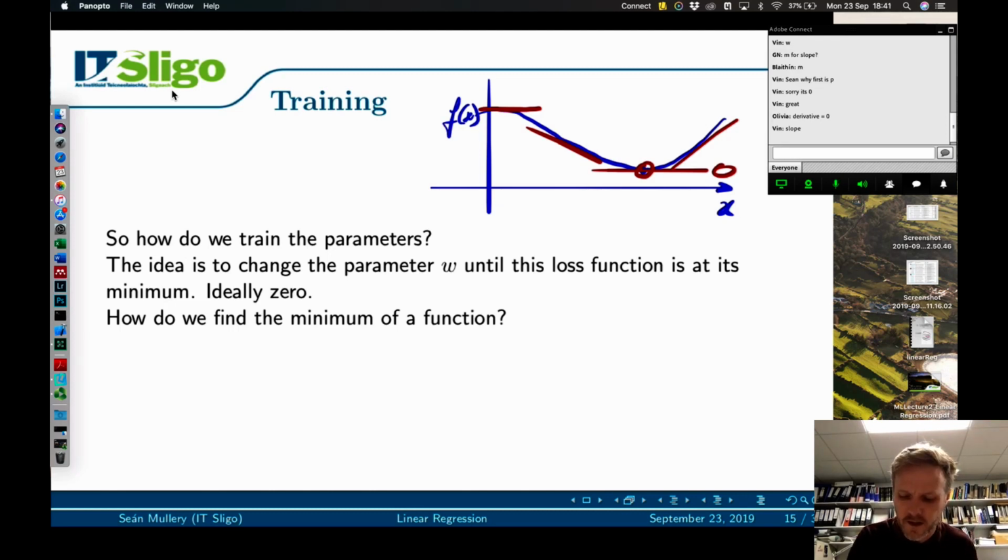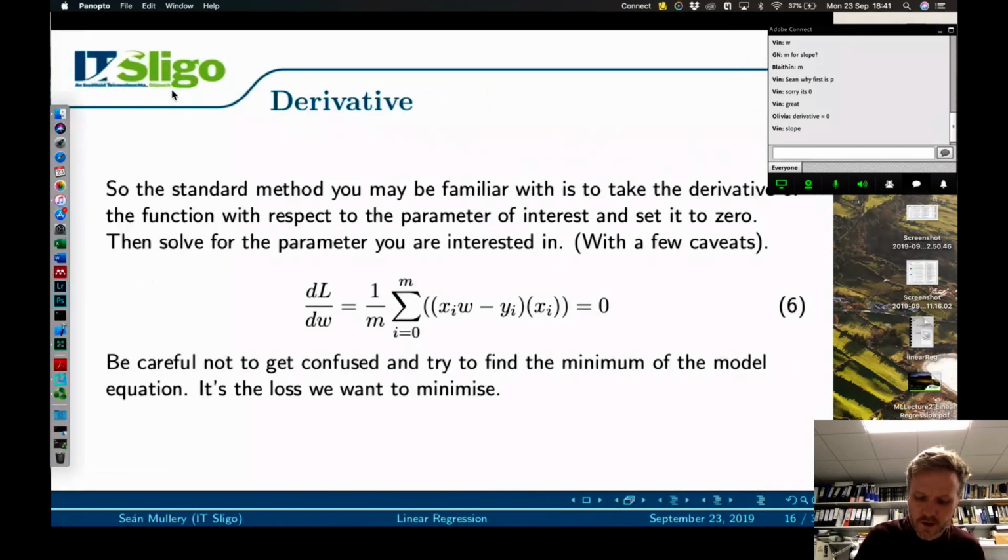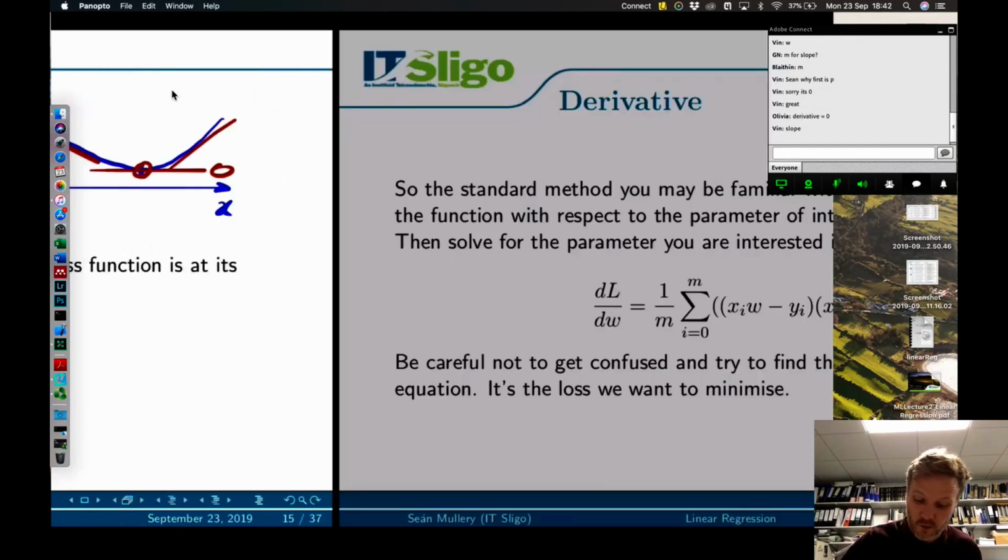That's worse than anything. So that's one of the things to be aware of when it comes to these things. The standard method you may be familiar with is to take the derivative of the function with respect to the parameter of interest and set it to 0. Then solve for the parameter you are interested in so that you figure out exactly where along that parameter space that happens.